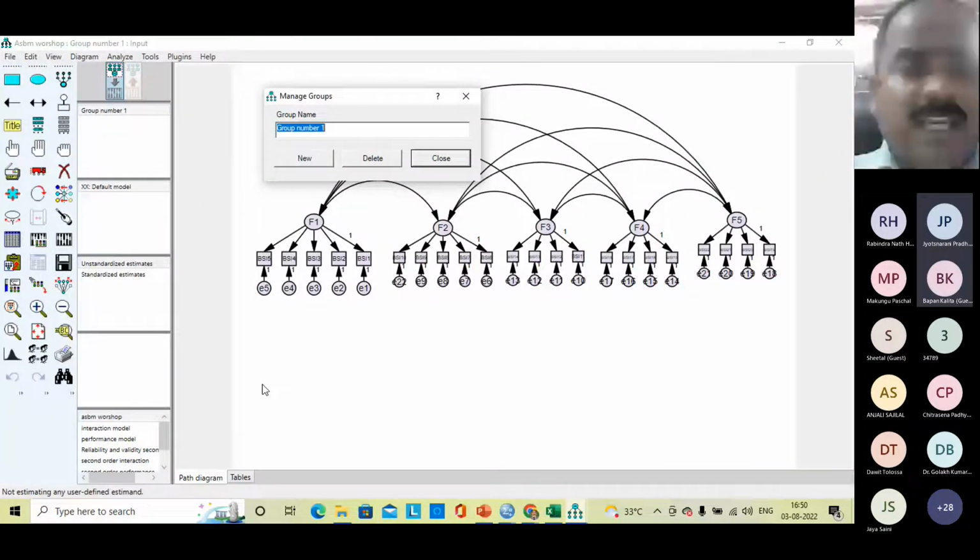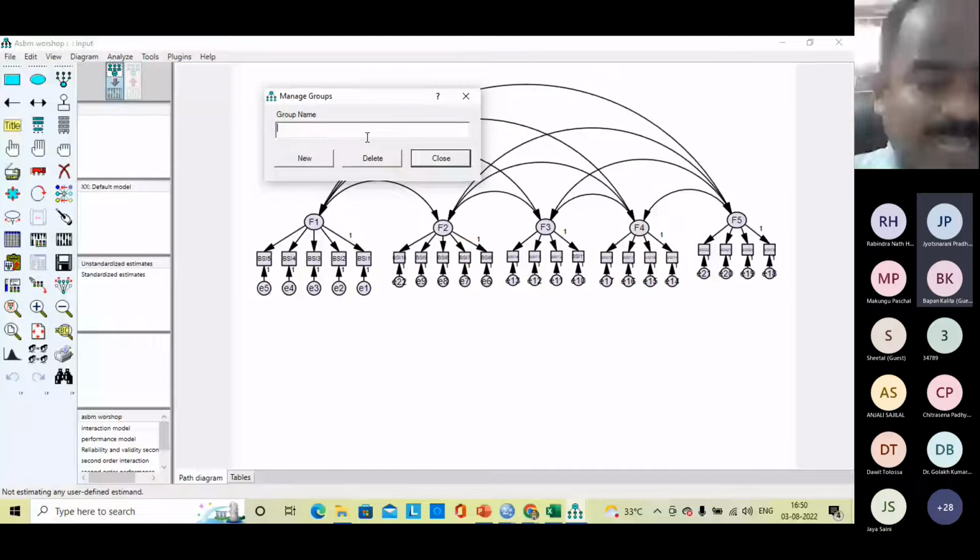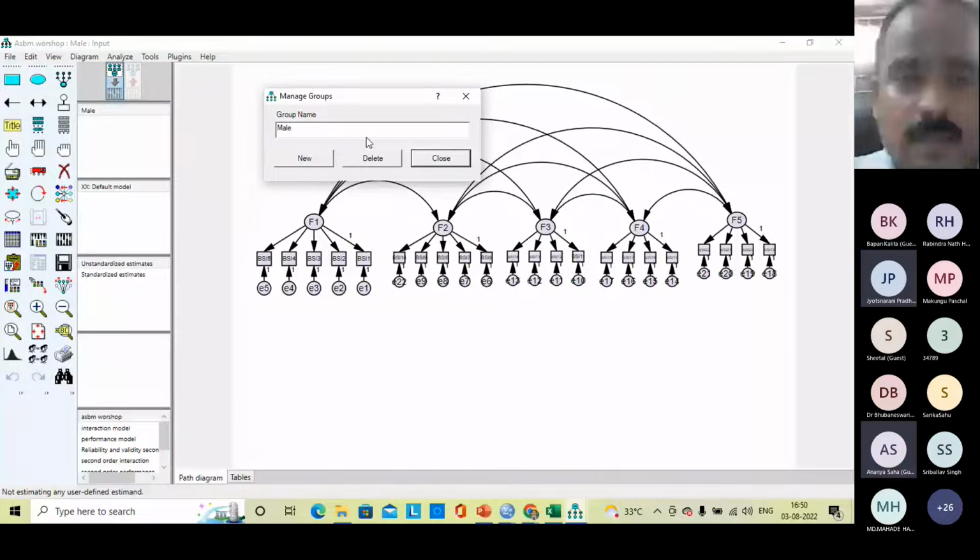Delete the group number 1. Delete that particular term and write male. Means we have to overwrite it as male. No, delete that first. I am saying it slowly. Please follow me one by one. Delete that term group number 1, then write male. Then click on new.